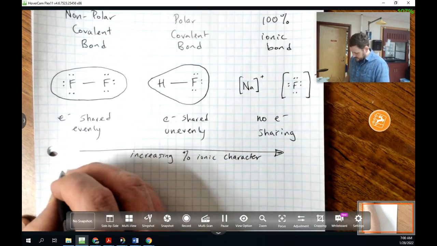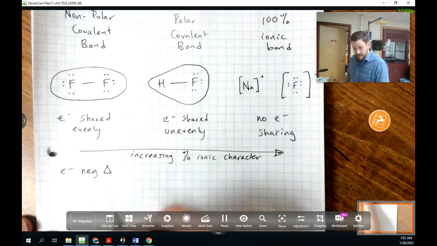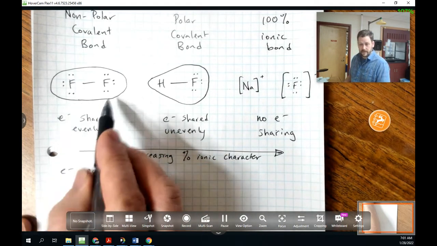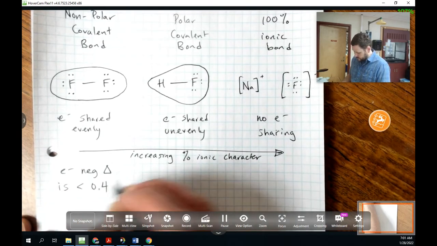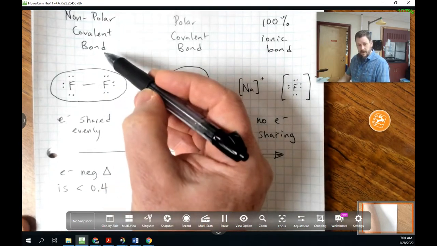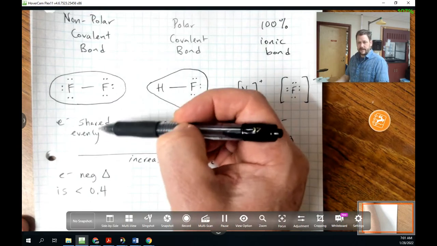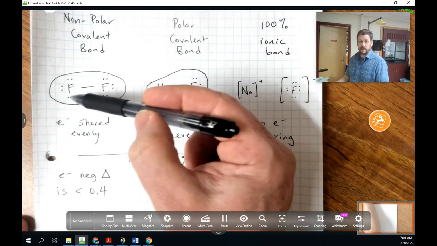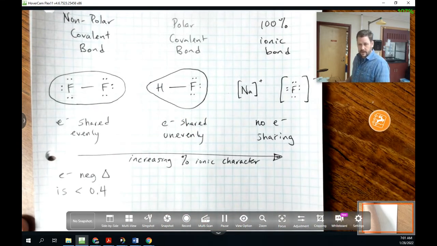If the difference in electronegativity, so I'm going to write electronegativity delta for the difference in electronegativity between the two atoms involved, is less than 0.4, then we're talking about a nonpolar covalent bond. And of course, it makes sense that that's the case here, since the difference in electronegativity would be 0. What's 4 minus 4? That's 0. There's no difference in electronegativity between fluorine and fluorine.